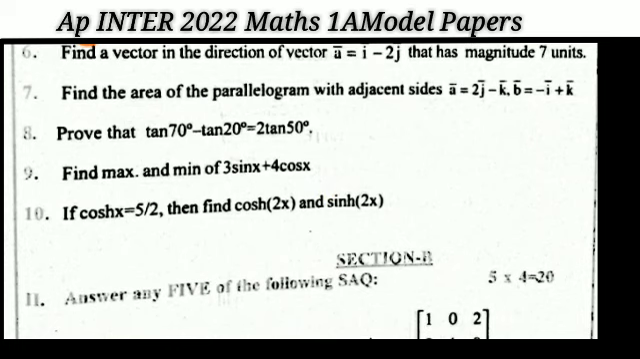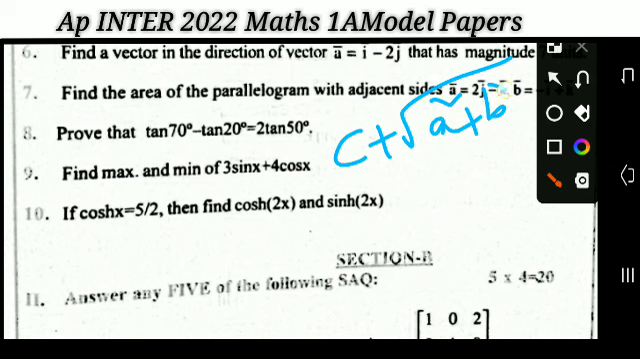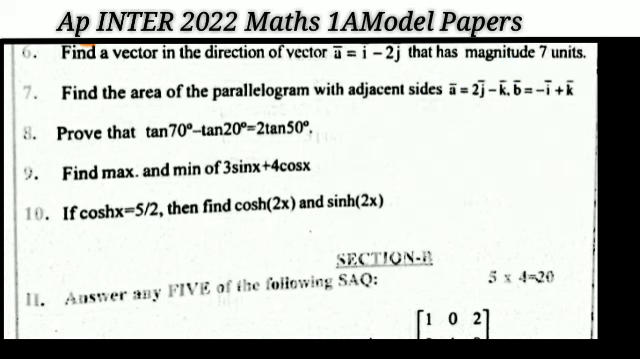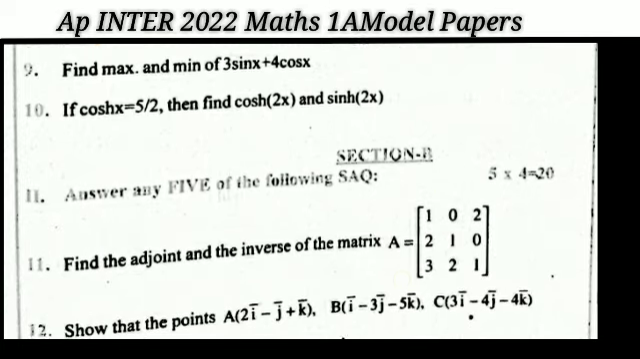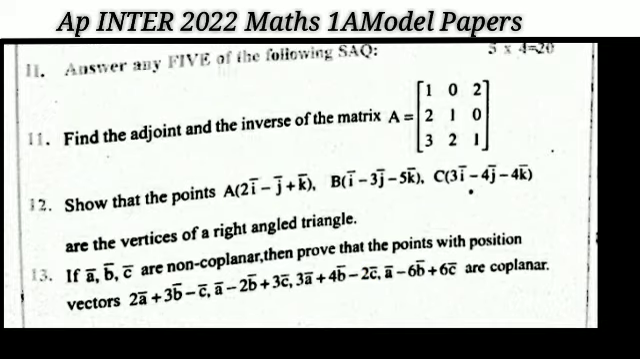Next, find the maximum and minimum values of this expression. What are the formulas? Maximum value is equal to c plus square root of a square plus b square. Minimum value is equal to c minus square root of a square plus b square. Okay. Next, cos hx value given. What are the values of cos h2x and sin h2x? Next one, adjoint and inverse. Show that the points are the vertices of a right angle triangle. Show that the vectors are coplanar.